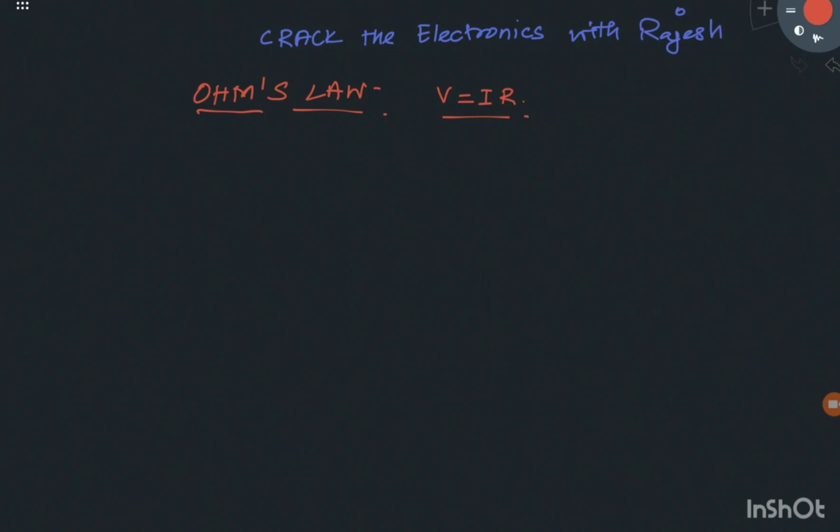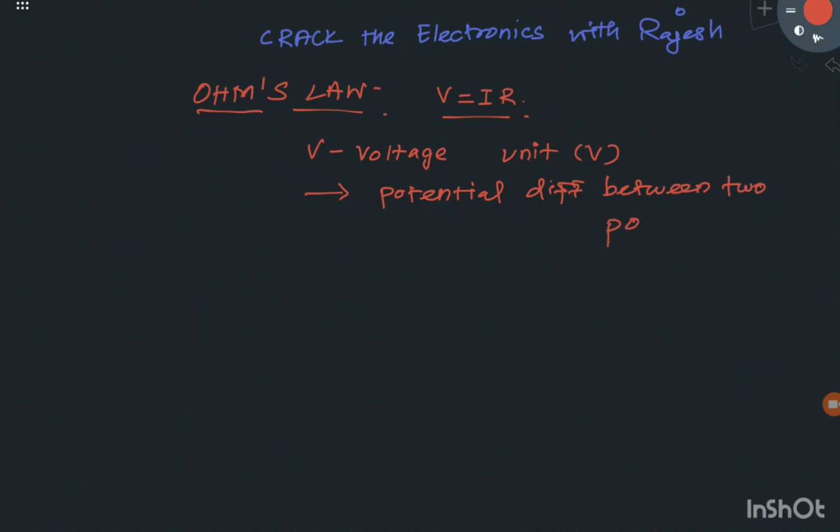First, we will deeply jump into the components of Ohm's law. So voltage is the first topic we are going to do. Voltage unit is volt. The definition is potential difference between two points. This is the universal definition for voltage, right?